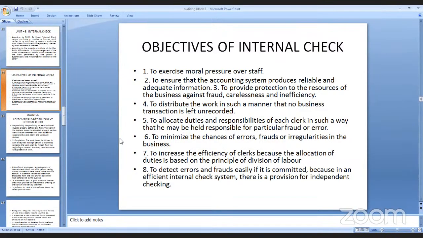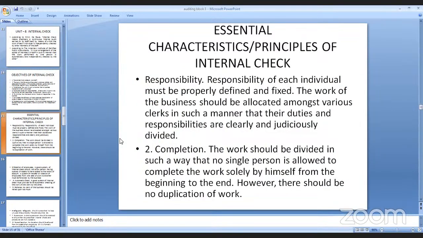And here the work will be divided. Division of labor means the work will be divided among the various employees, and to detect the errors and frauds easily from time to time. So this internal check plays an important role. Next, essential characteristics or principles of internal check.